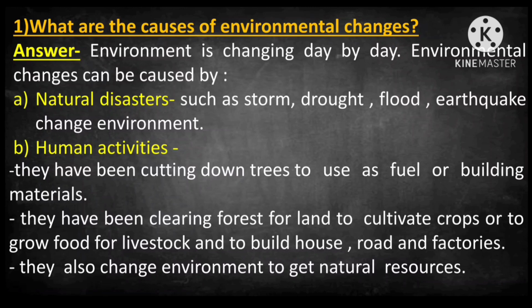Lastly, we change the environment because we need natural resources. Soil is one kind of natural resource. To get the soil, we are cutting down hills. To make roads, we are cutting down the hills. Also, we are digging the hills because we need natural resources, like we need coal. So that's how, when we want the natural resources to use, we are also damaging the environment.